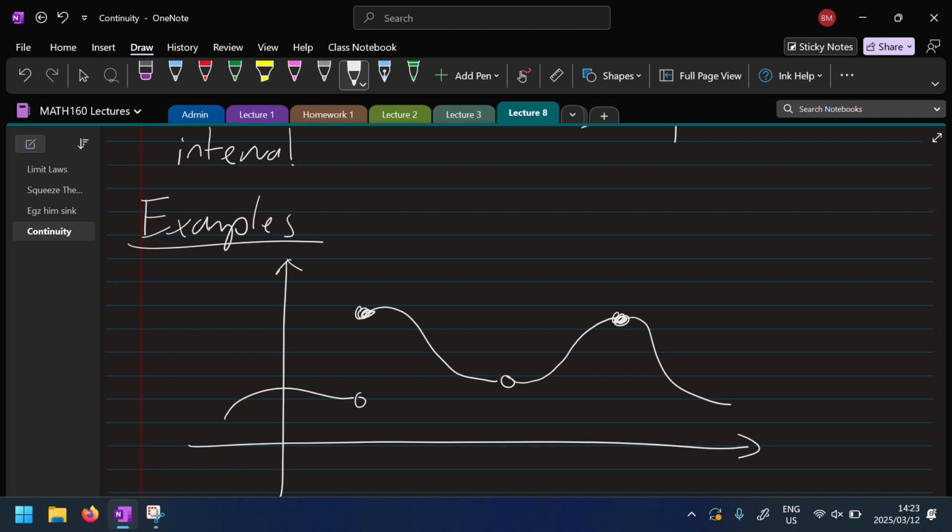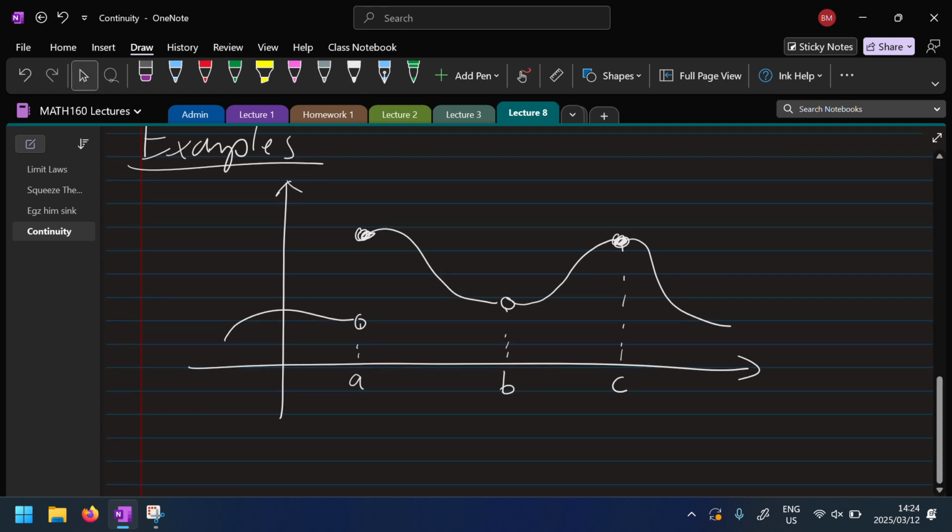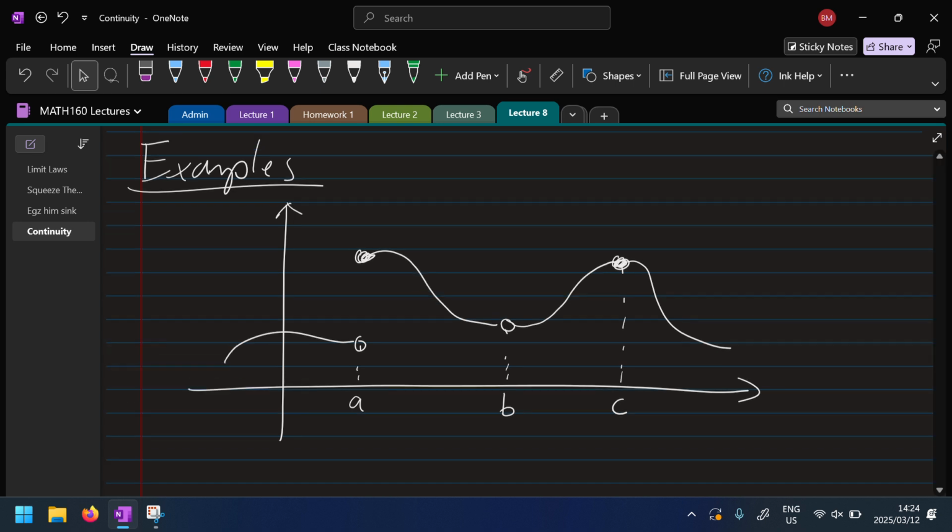Okay, so we've got this function here, and we've got the points A, B, and C. The dot over there at C is just part of the curve. I just made it bigger for emphasis. So, some points on the curve. Let's have a look at all 3 points and check: is it continuous, or what breaks the continuity?